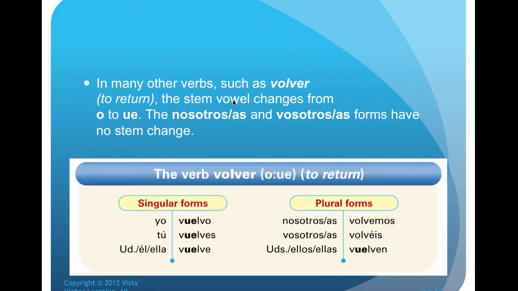In many other verbs, such as volver, the stem vowel changes from O to UE. The nosotros and vosotros forms have no stem change. Okay, we just saw this as well.